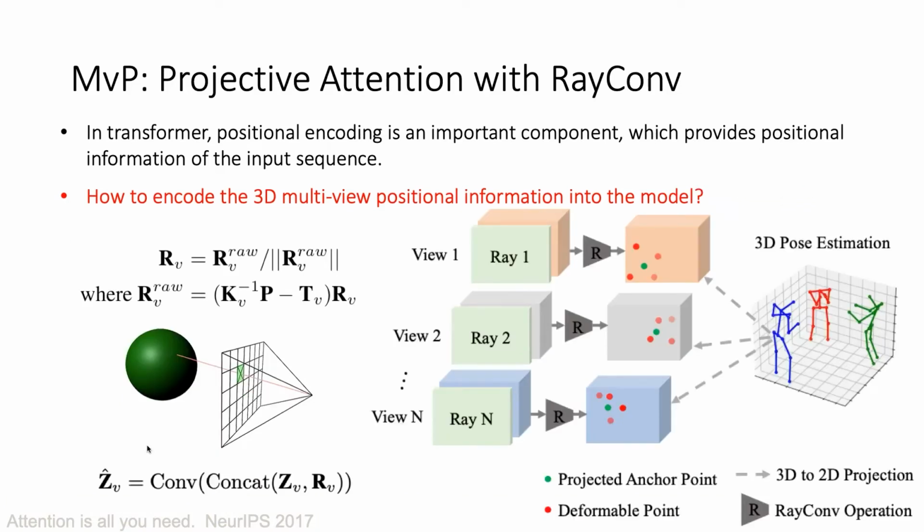We concatenate the camera array to the image features and use a convolution to fuse them into a new feature. We call this operation reconf. So with reconf, the projective attention is augmented with strong multi-view geometric information and can thus help more accurately estimate the 3D joint location.